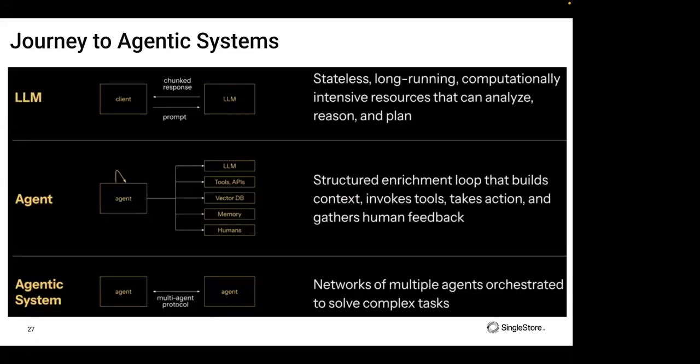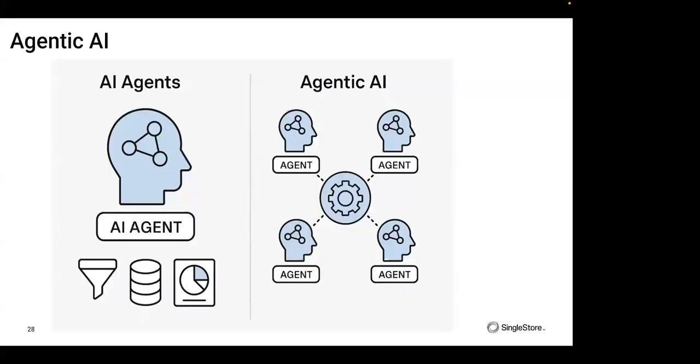And this is the journey to agentic systems: from LLMs, which are stateless, long-running, computationally intensive resources, to agents, the structured enrichment loop that builds context, uses tools, takes actions, and does a lot of things. And then now we see agentic systems where networks of multiple agents are orchestrated to solve complex problems and tasks, right?